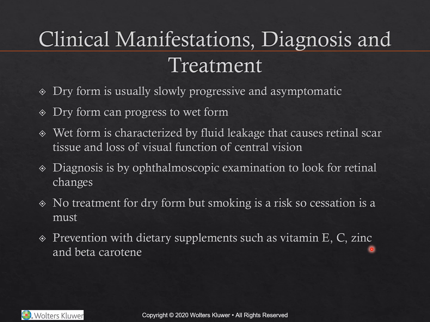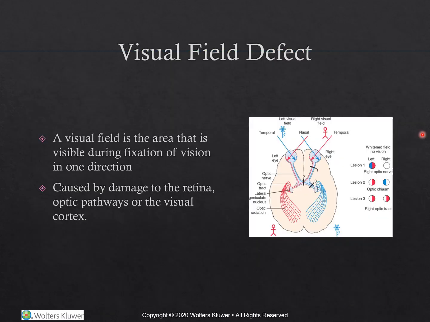Diagnosis is usually by ophthalmoscopic examination to look for those retinal changes that are characteristic on the back of the eye. There's really no treatment for the dry form, but we do know that things like smoking are a risk factor, so smoking cessation is essential. There are also some things that can maybe help prevent these changes in people at risk. Certain dietary supplements like vitamins E, C, zinc, and beta carotene can be beneficial in these patients.